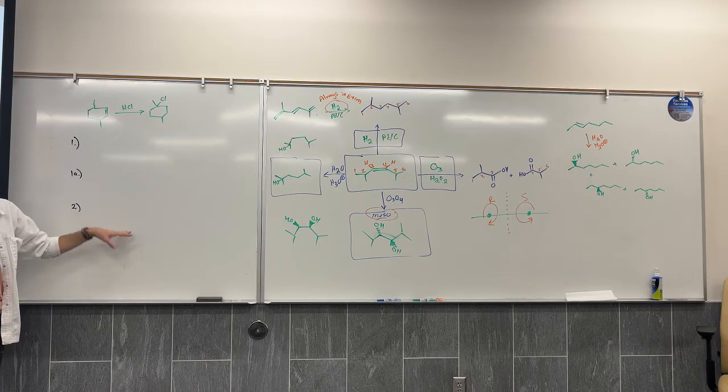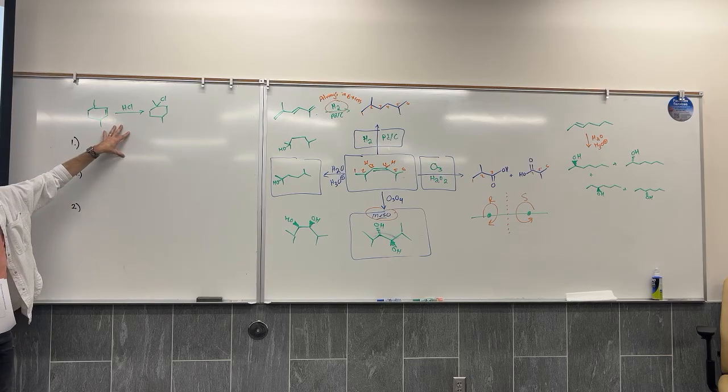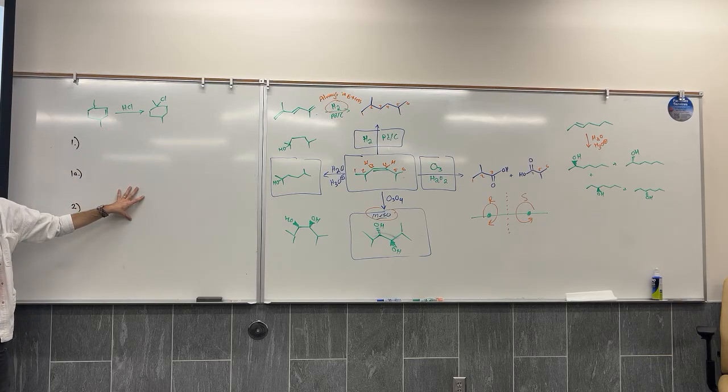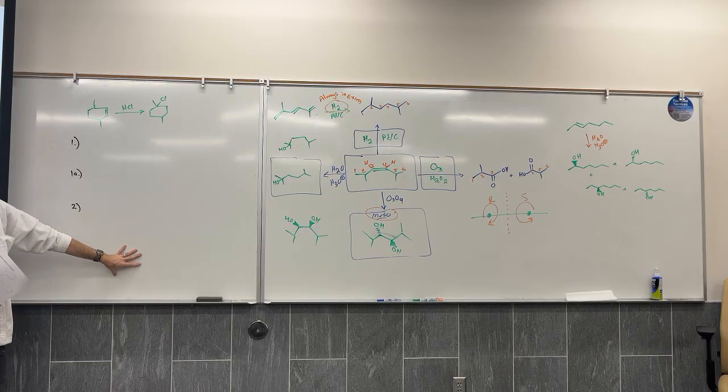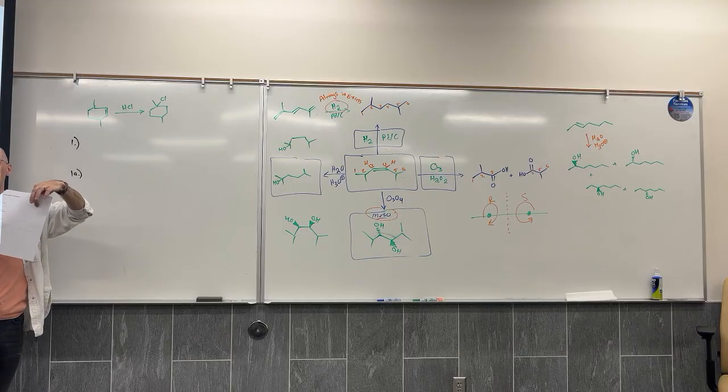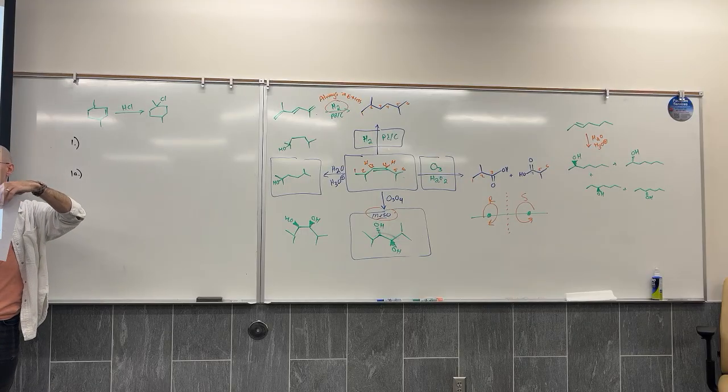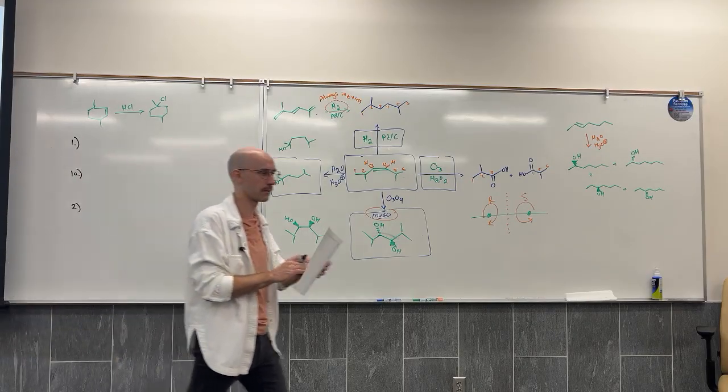You can do this by a fully sequential mechanism where you draw arrows, draw the intermediate, and then on that intermediate, draw arrows to go to the next step. I'm going to solve this one by stepwise. I'm going to solve the other one fully sequential. So I'm going to give you guys examples of what both look like.